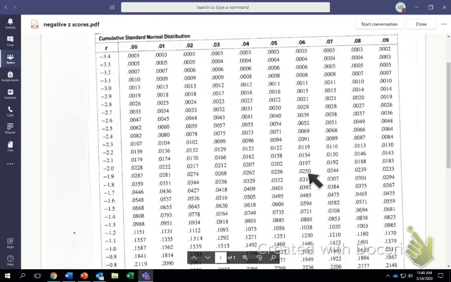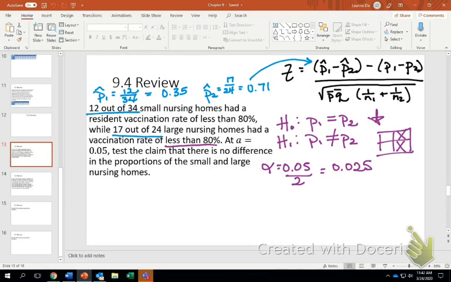All right, so here is my z-table from our forms document. I see this 0.0250 right here on my z-table, and I can see it hits at negative 1.96. And remember, since it's two-tailed, it's going to be positive or negative, so now I'll go back and write that. So my critical value is going to be positive or negative 1.96.